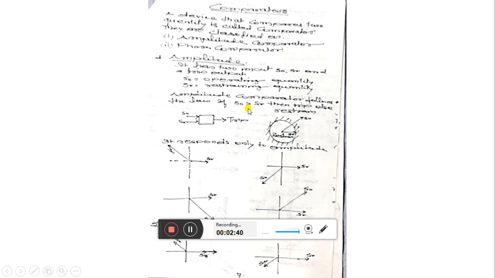So here we have two quantities, SO and SR, and we want to compare between them. If SO is greater than SR, then it will give a trip command to any device. It may be a relay, a circuit breaker, an isolator, or any protecting device. Let us say this is a device where we have two inputs, SO and SR, and we want to compare these two input quantities. Depending upon this law, if SO is greater than SR, then it will give a trip command.